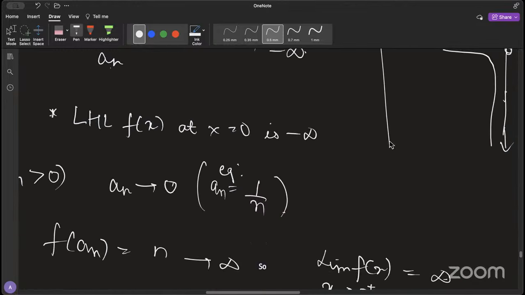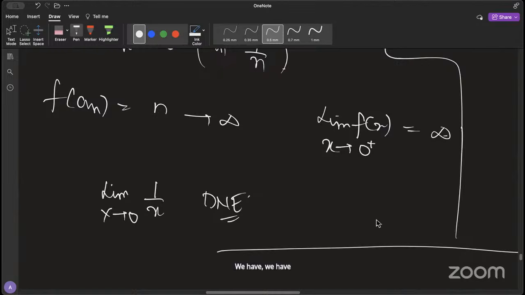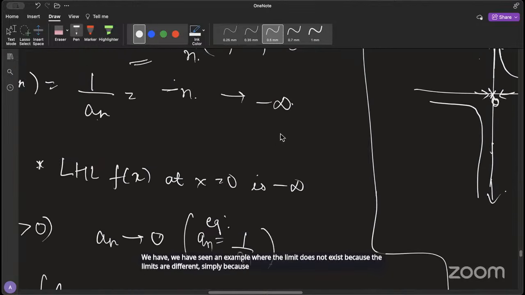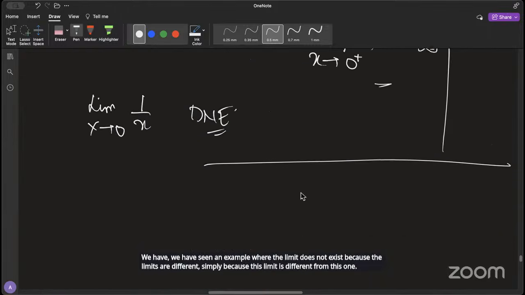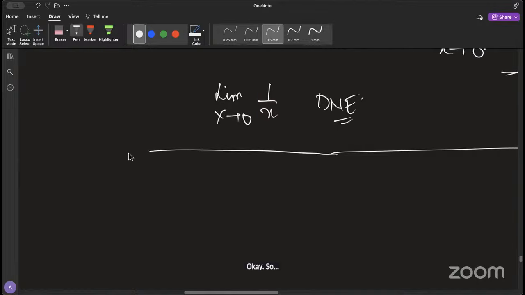So we have seen an example where the limit does not exist because the limits are different, simply because this limit is different from this one.